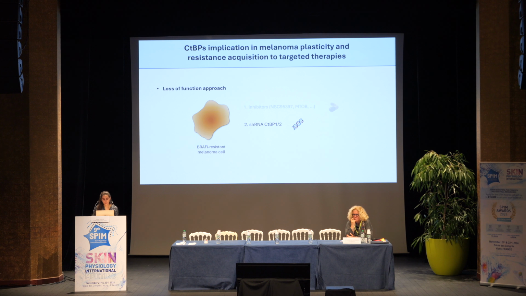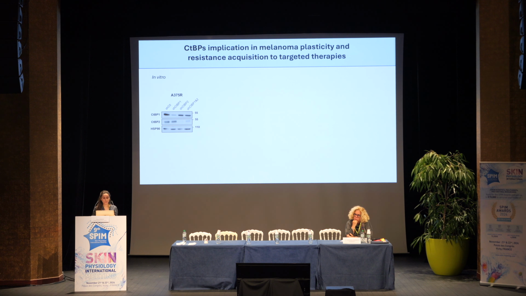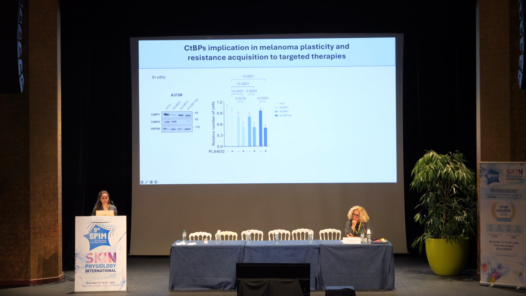Then, in the second part, we looked at shRNA in order to decrease the expression of CTBP1 and 2 and see if we could confirm the results that we got with the inhibitor. So that's what we did. We infected our resistant melanoma cells with shRNA in order to decrease the expression of CTBP1 and CTBP2, and we also included a condition where we knock down CTBP1 and 2 together. Then we looked at the effect of this knockdown on cell proliferation first.